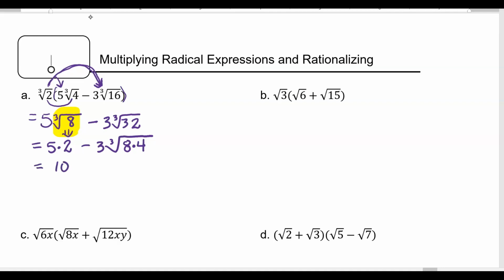So we have 10 minus 3 times 2 cube root of 4. And where did the 2 come from? From the cube root of 8. So we have 10 minus 6 times the cube root of 4. Now here's a question for you. Can we subtract 10 minus 6?